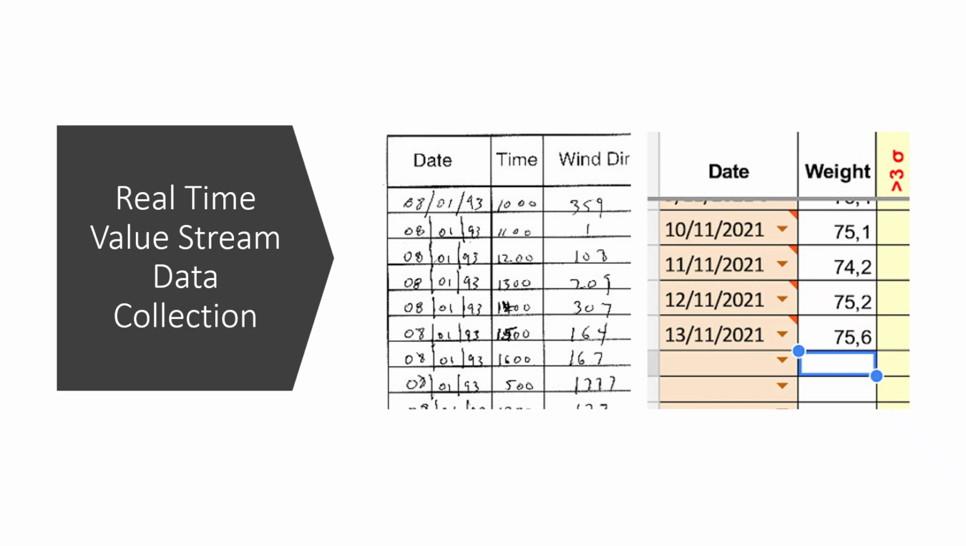To control a value stream, data needs to be collected in real time. This is often done automatically by the equipment itself, but on some occasions, it must be done manually. Even on high-tech shop floors, you can still see pencil and paper data collection.